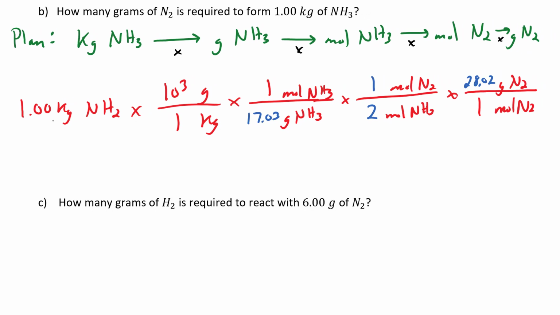Do the math now. Kilograms cancels kilograms. Grams cancels grams. Oh, make sure that's the right one. Ammonia cancels ammonia. Moles of ammonia cancels moles of ammonia. Moles of nitrogen cancels moles of nitrogen. I'm left with grams of nitrogen. Now we do 1 times 1,000 divided by 17.03 divided by 2 times 28.02.